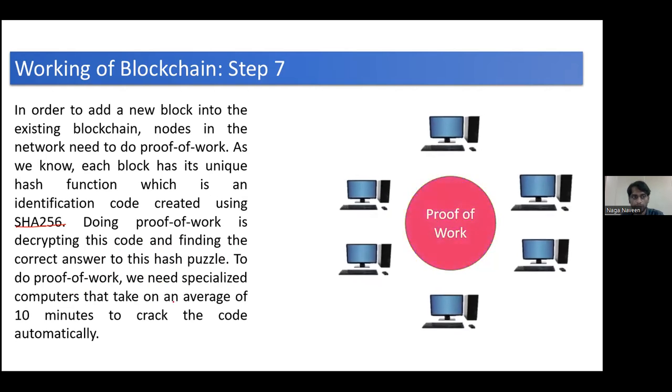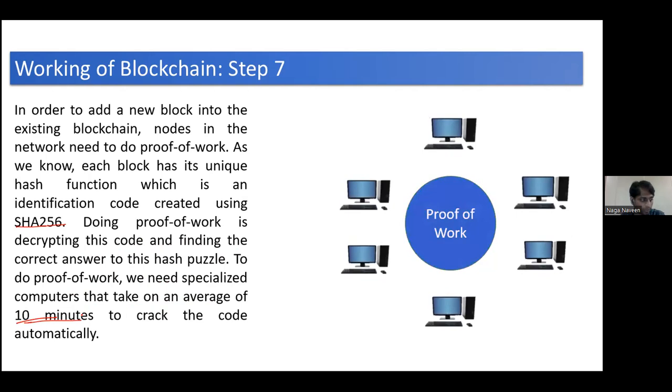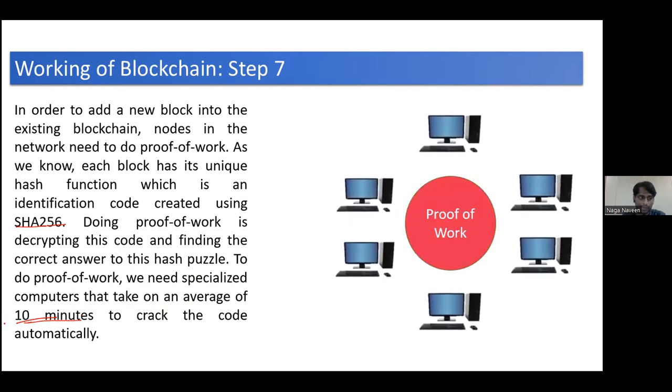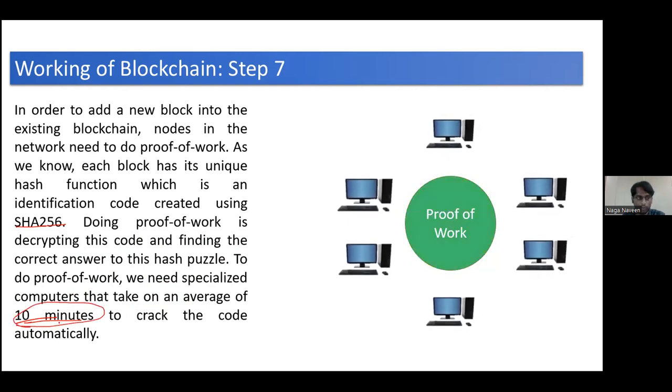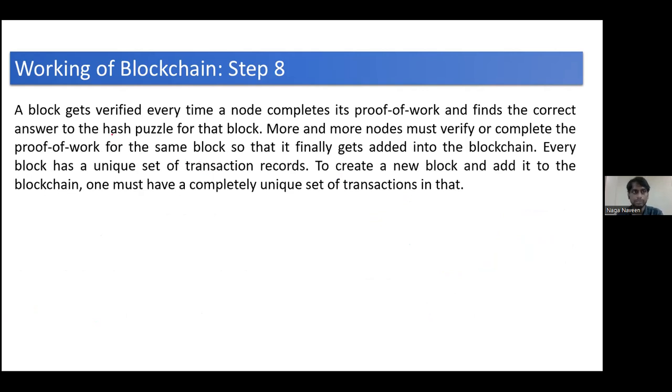To do proof of work, we need specialized computers that take on average 10 minutes to crack the code automatically. So it will take around 10 minutes to crack that code and generate a valid hash. Now let's move further. A block gets verified every time a node completes its proof of work and finds the correct answer to the hash puzzle for the block. More and more nodes must verify or complete the proof of work for the same block so that it finally gets added to the blockchain.